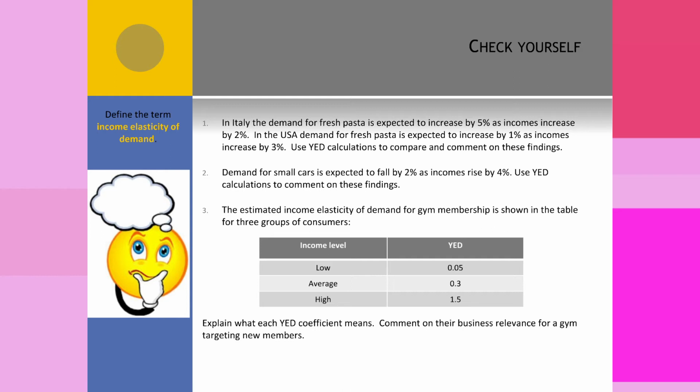So in the USA, the demand for fresh pasta is expected to increase by 1% as incomes rise by 3%. So let's work out the YED and compare between these two countries. Please make a comment on your findings here. Number 2, demand for small cars is expected to fall by 2% as incomes rise by 4%. So use the YED calculation to comment on these findings.